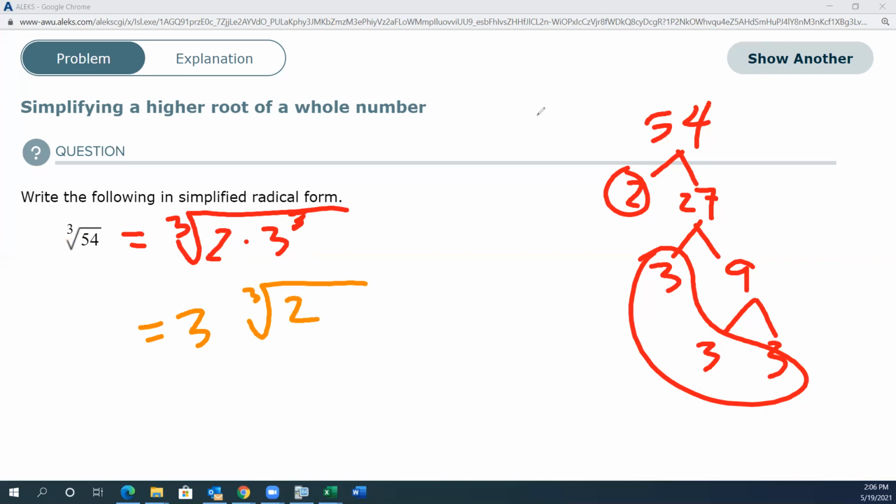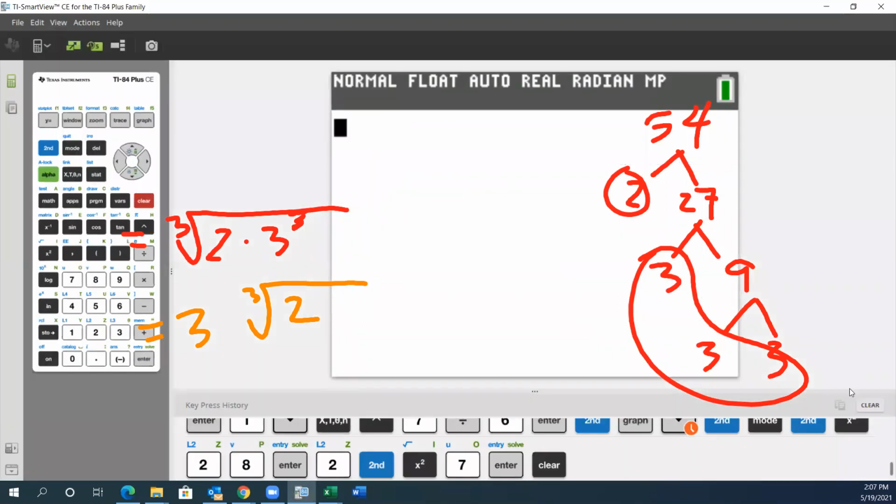And you'll notice I was careful to write this out so it didn't look like this 3 and this 3 are together, like it's the 33rd root of 2, or it's 33 times the square root of 2. Let's check that on the calculator, shall we? So I'm going to go clear. Let's clear this off too.